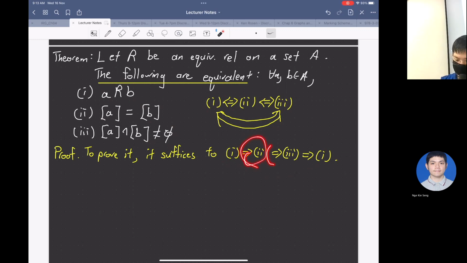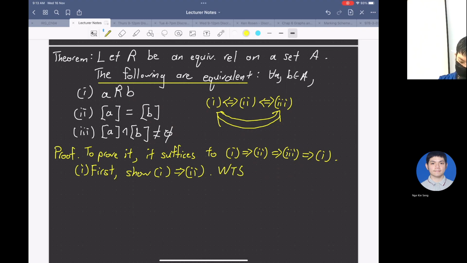So we need to show these three arrows now. Okay, so I reduce to showing these three arrows. So let's try to show one implies... Okay.